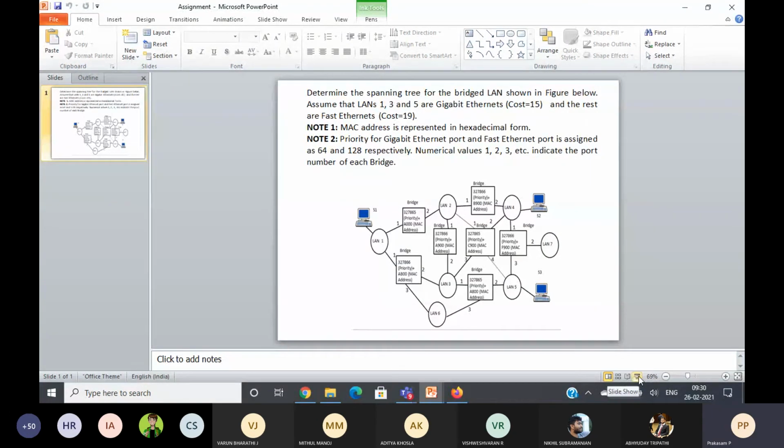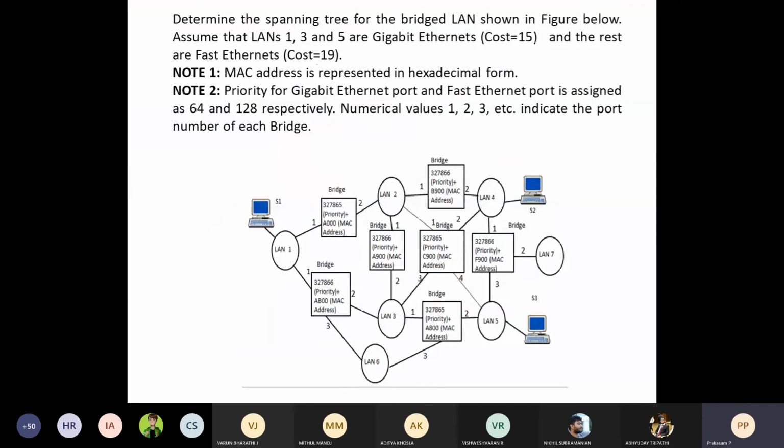This is an assignment question. I will upload it in the assignment maybe today. You can solve it, then upload it on the assignment page. Here, it is the same: determine the spanning tree for the bridged LAN shown in the figure. Assume LAN 1, 3, 5 are gigabit Ethernet.